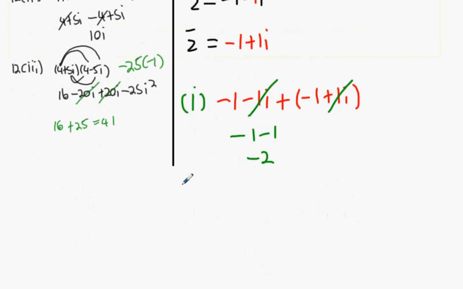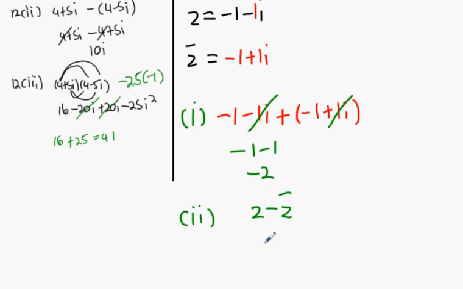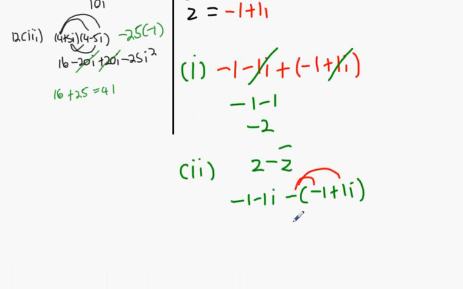15 part 2 is Z minus Z bar, so it's the number minus its conjugate. So it's going to be minus 1 minus 1i, take away bracket minus 1 plus 1i. So what happens when you multiply in by minus 1? Plus 1 and minus 1i.